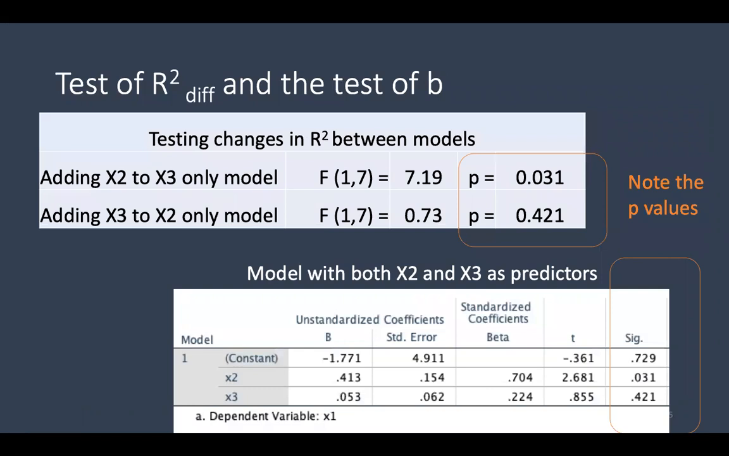And again, the test of the change in R square produces the same p-value as the test of B against 0, okay?